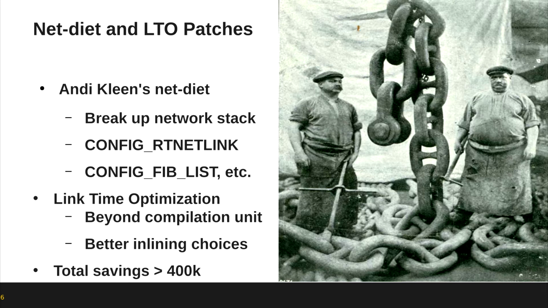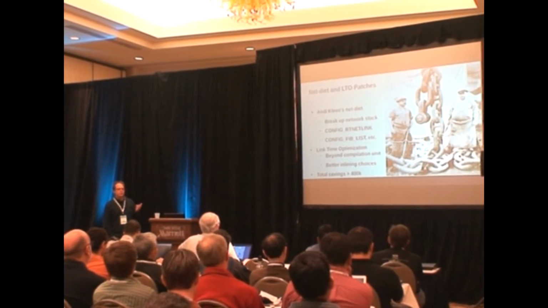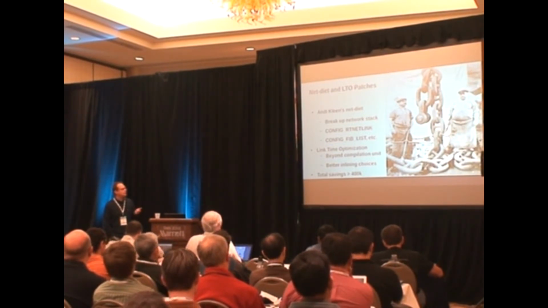And then, along the same lines, there's a couple of patch sets that really were a big help. Andy Clean's Net Diet patch set essentially breaks up the network stack. The network stack is a huge part of the kernel. It breaks up the network stack into like 20 different options that can be configured out, and for an embedded system you can configure all of them out. And doing that saved me 200K by using that patch set. Doing that does require you to change some user space in certain cases, like for instance RT netlink. Not having that anymore forced me to get an IP address using ifconfig in the user space.